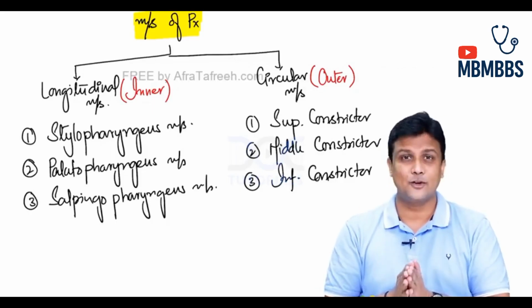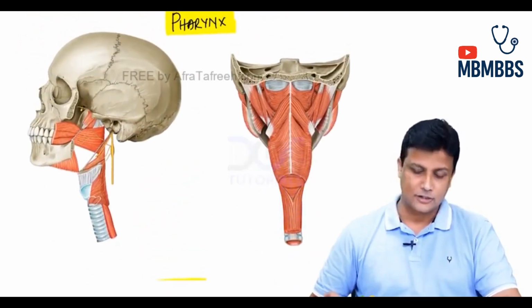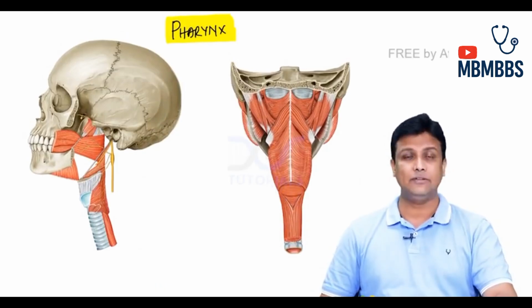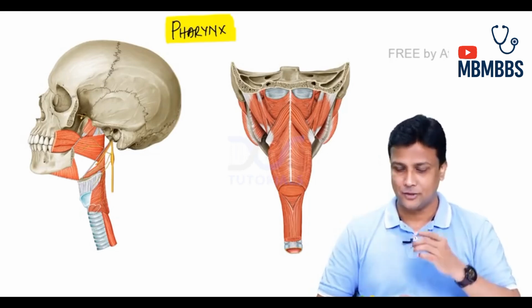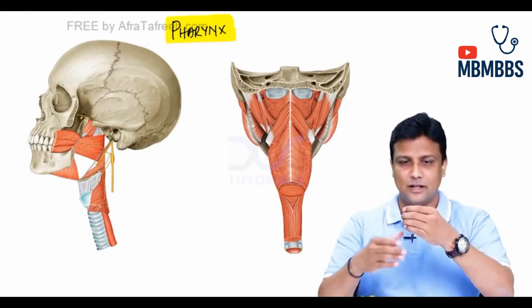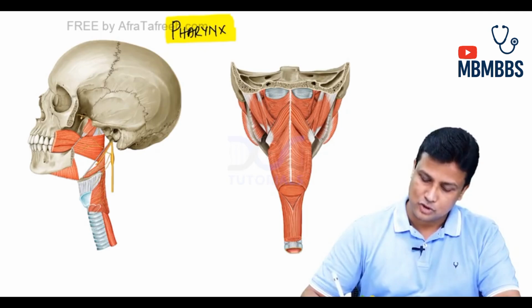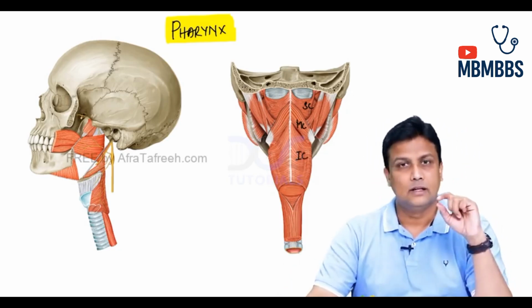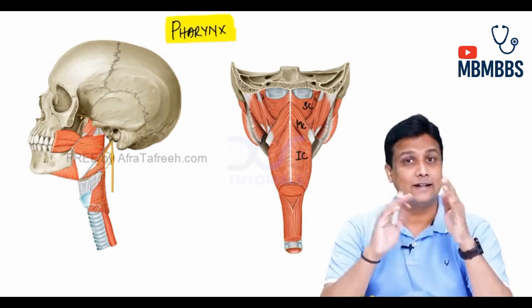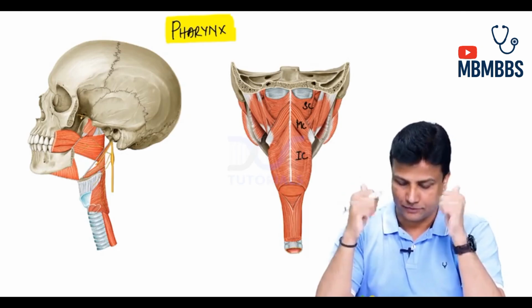The arrangement of these circular muscles is beautiful. If you look at this picture, you'll understand that the superior constrictor, middle constrictor and inferior constrictor are arranged like stacked paper cups. It's like one cup overlapping with another one, then overlapping with another one. So all those constrictors lie one inside another: the superior constrictor is overlapped by the middle, and the middle is overlapped by the inferior constrictor.